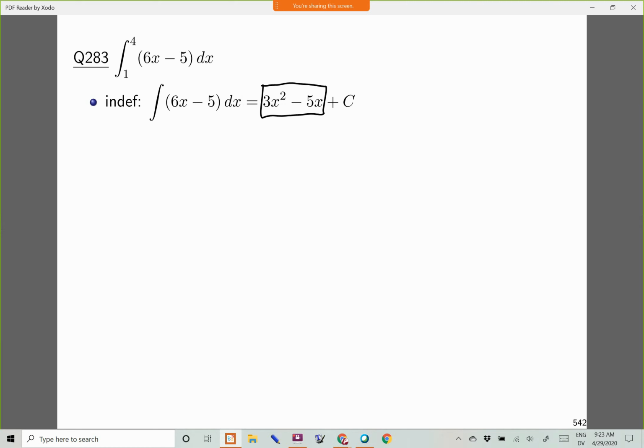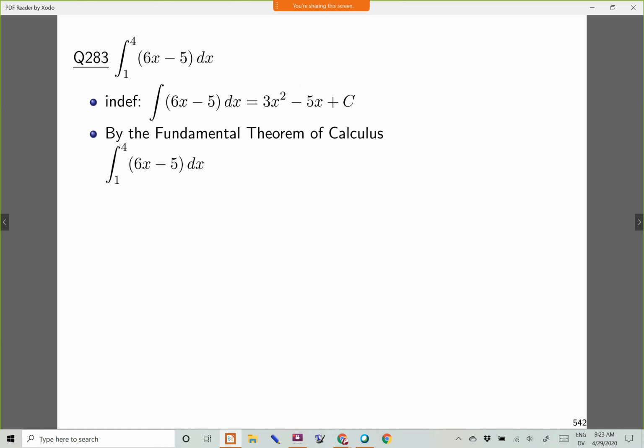And so we go back to the original problem at the top, and using this specific antiderivative here, the one where you plug in 0 for c, there's two variables here. There's a capital C, there's a little x. So I want to be clear, if you plug in 0 for c, you get a specific antiderivative. And so that specific antiderivative, namely 3x squared minus 5x, I need to plug in x is 4, and then plug in x is 1.